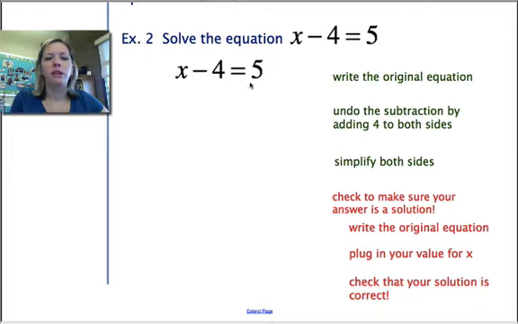Now, when we look here, we can see, oh, the operation that I see is subtraction. So how do we undo subtraction? We undo subtraction with addition.